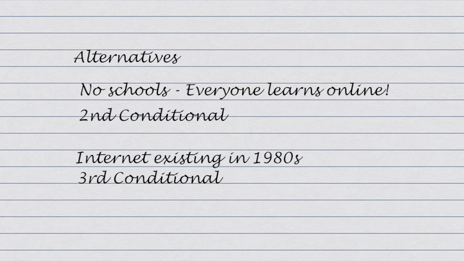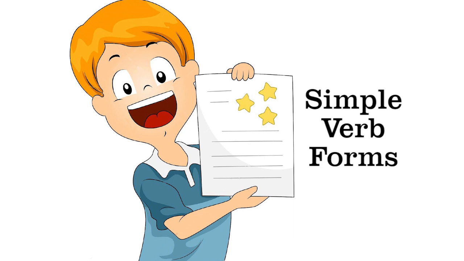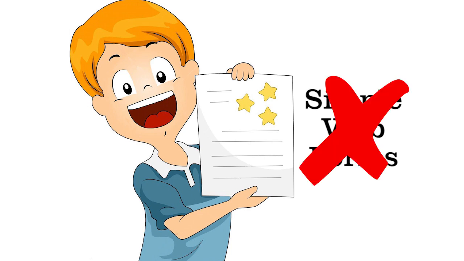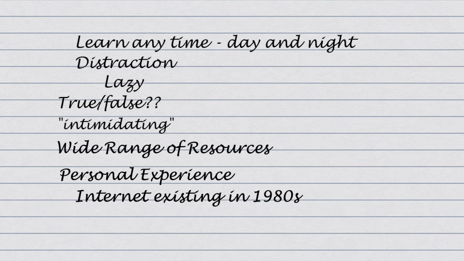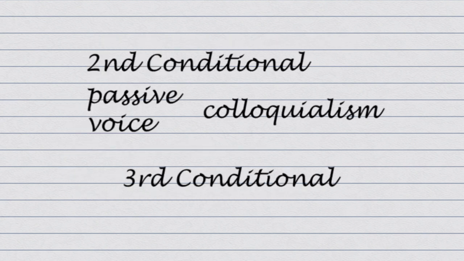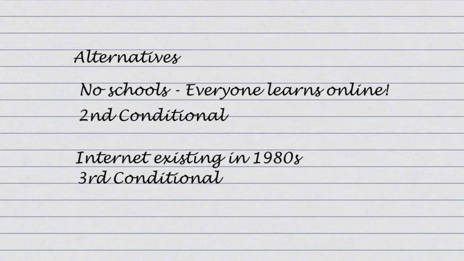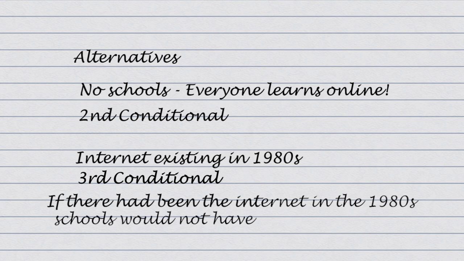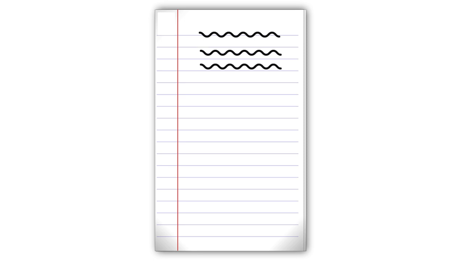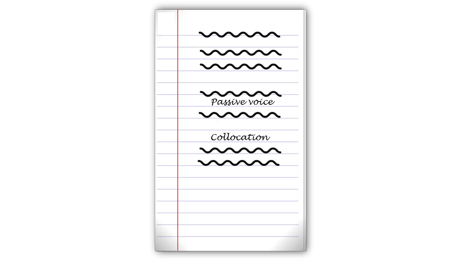To get a high score, using simple verb forms is not enough. Pick one of your points and decide on a complex sentence structure. And now spend a moment trying to find a sentence that works. Third conditional. If there had been the internet in the 1980s, schools would not have existed after the year 2000. You only need to do this once or twice in your essay to demonstrate a writing skill.